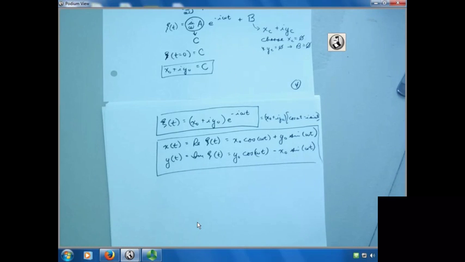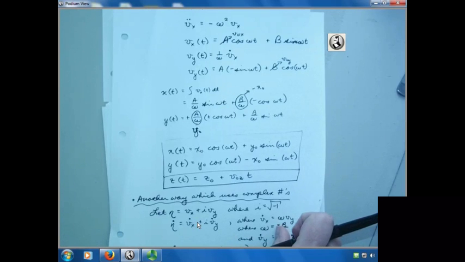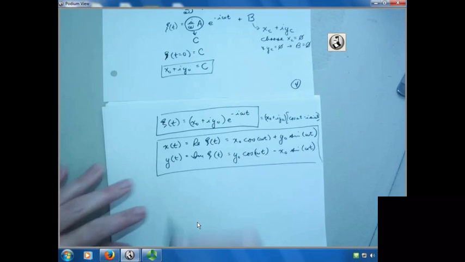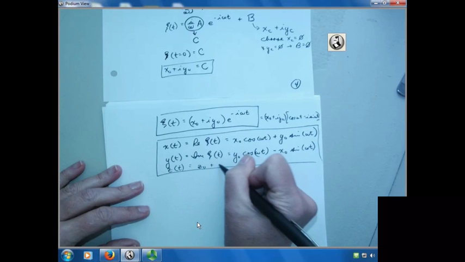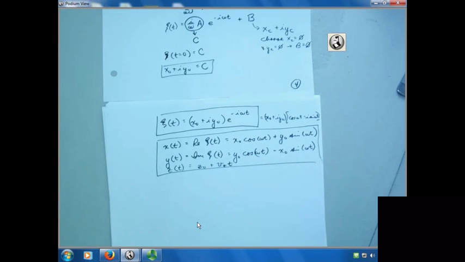And we should probably check and see if it agrees with the previous thing. Let me check that out. Sure enough. All right, same expression. And of course, z as a function of time is z naught plus v naught z, because it's just moving with the constant velocity in the z direction.